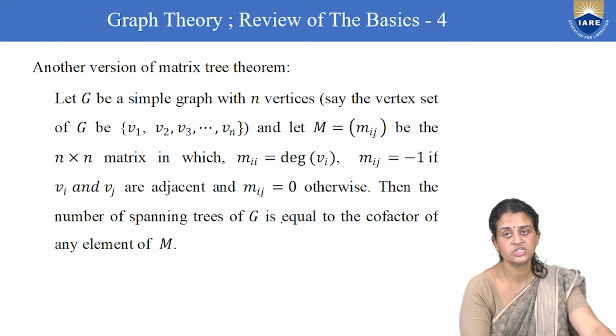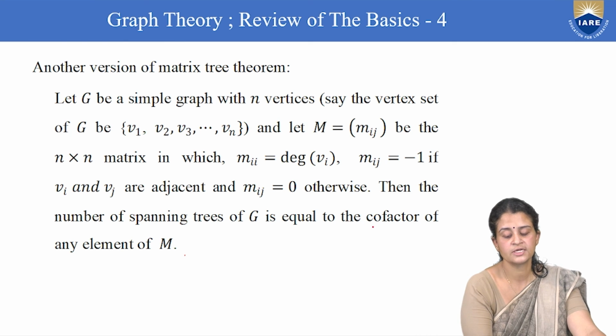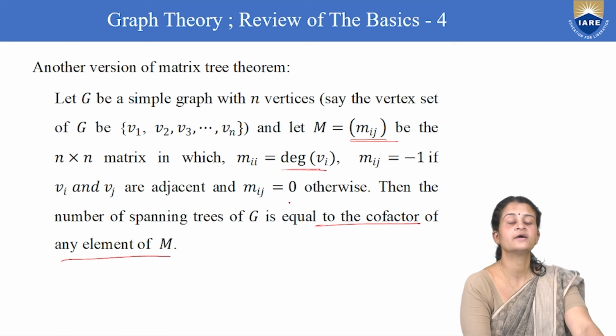Then the number of spanning trees of G is equal to the cofactor of any element of M. What is this cofactor of any element of M? It is the determinant of the matrix obtained by deleting the row and the corresponding column where that element occurs. How was this M defined? M equals Mij, where Mii equals degree of Vi, Mij equals minus 1 if Vi and Vj are adjacent, and Mij equals 0 if Vi and Vj are non-adjacent.